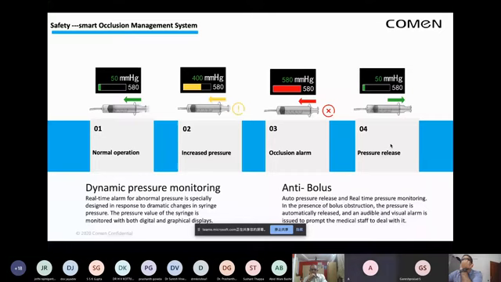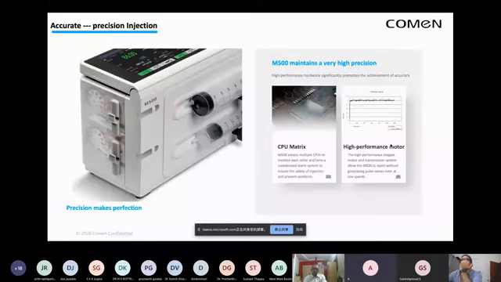So we're going to see the next one. Accuracy is also very, very important for syringe pumps. After all, this is a machine to send drugs to the patient, so maintaining the accuracy is very, very important. So for us, how do we guarantee the accuracy?